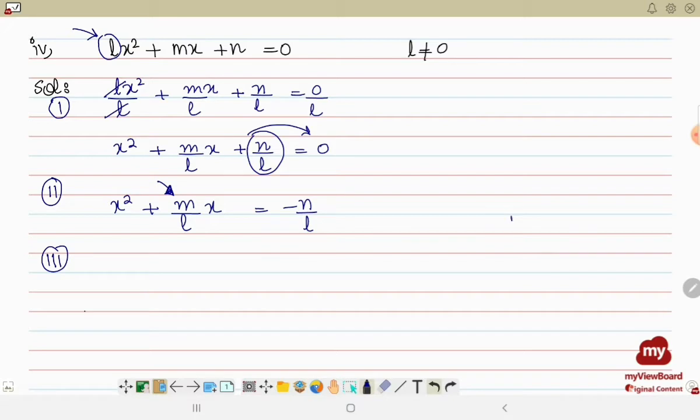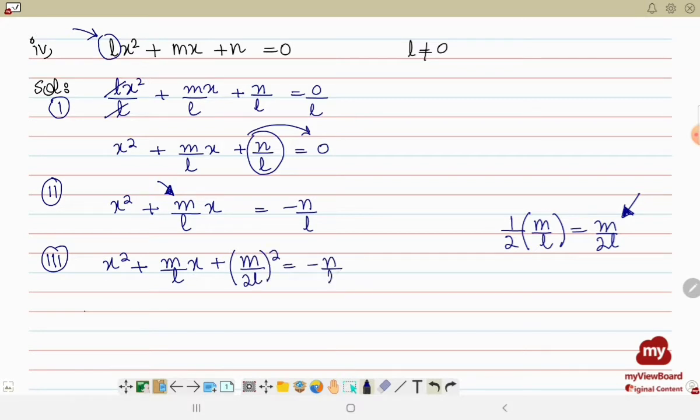And the third step of working was, whatsoever is written with x, means the coefficient of x, you have to multiply the coefficient of x by 1 by 2, and then you have to add up the square of it on both sides of the equation. So let's see what it will become. M by 2L whole square. Similarly, on the other hand side, we'll also add up the square of it.